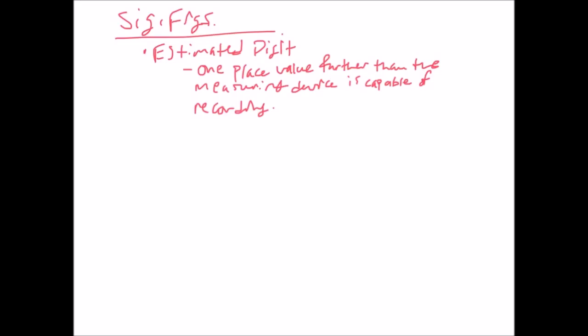Okay, so the first lesson is going to be over significant figures or significant digits. Sig figs or sig digs for short. I prefer sig figs in my class. The first thing we need to discuss is an estimated digit. An estimated digit is one place value further than your measuring device is capable of recording. So that would be something like a meter stick or triple beam balance, graduated cylinder, those type of things.